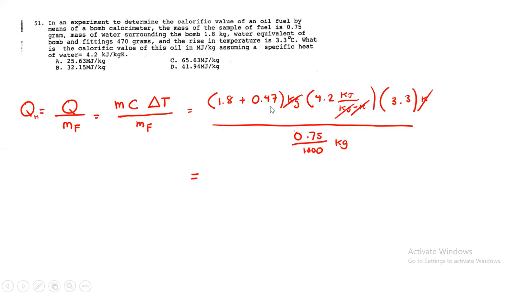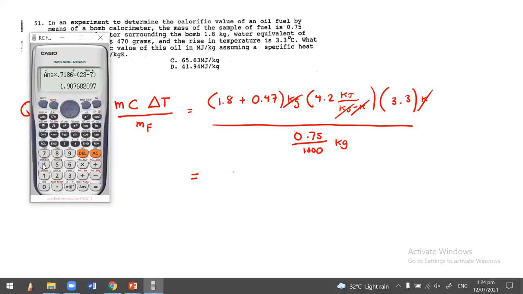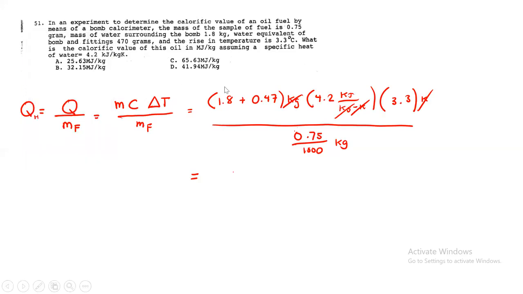So 1.8 plus 0.47. So ang makukuha natin dito guys is ilan ba? So 1.8 plus 0.47 times 4.2 times 3.3 divided by 0.75 over 1,000. So medyo malaki to. 41,949.6.